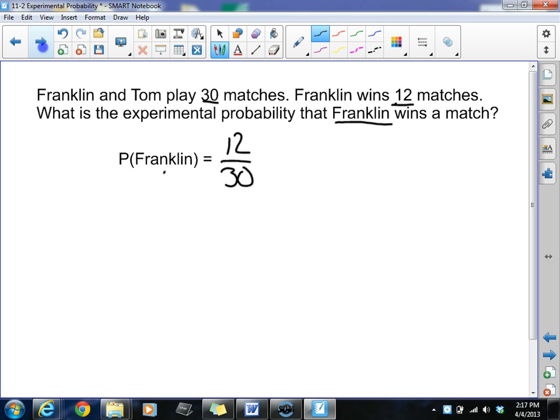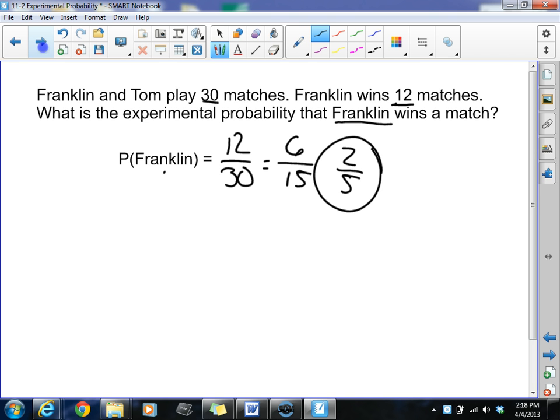Now, as with all fractions, always reduce. Always reduce. So let's go ahead and reduce these. I'll divide both sides by 2. That's going to be 6 15ths. Now I can divide by 3 each. That's going to be 2 fifths. So there we go, ladies and gentlemen. The experimental probability that Franklin will win a game is going to be 2 fifths.